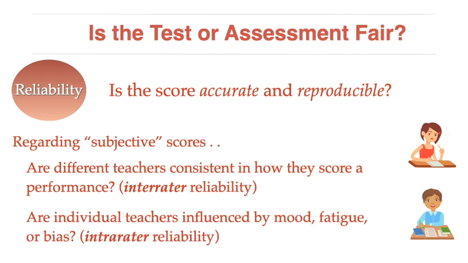We also need to ask whether individual teachers are affected by mood, fatigue, or bias. For example, if the assessment requires a teacher to conduct many short interviews in a day, the teacher's ratings may become inconsistent due to being tired. Teachers may also wish to award higher scores to students they know have tried very hard in class, even if their performance was not so strong. This is referred to as intra-rater reliability.